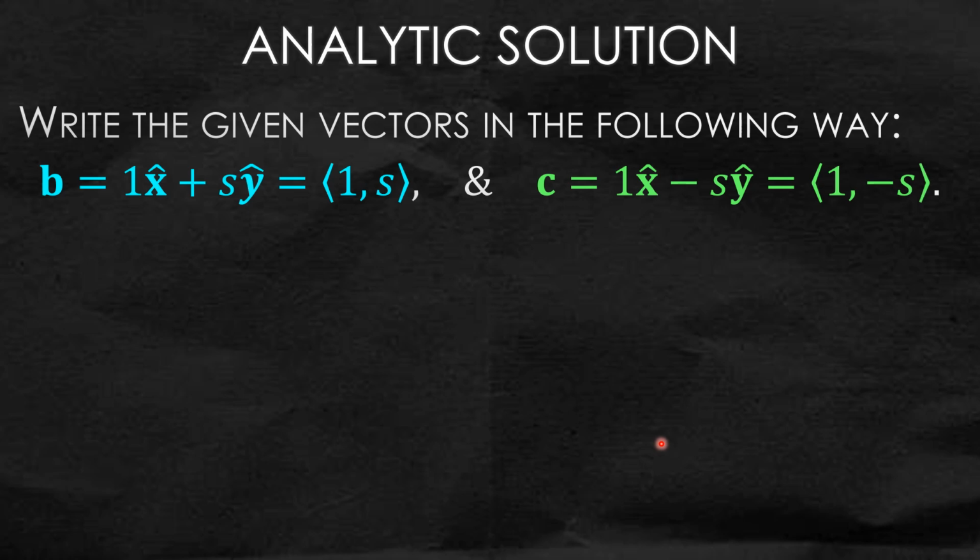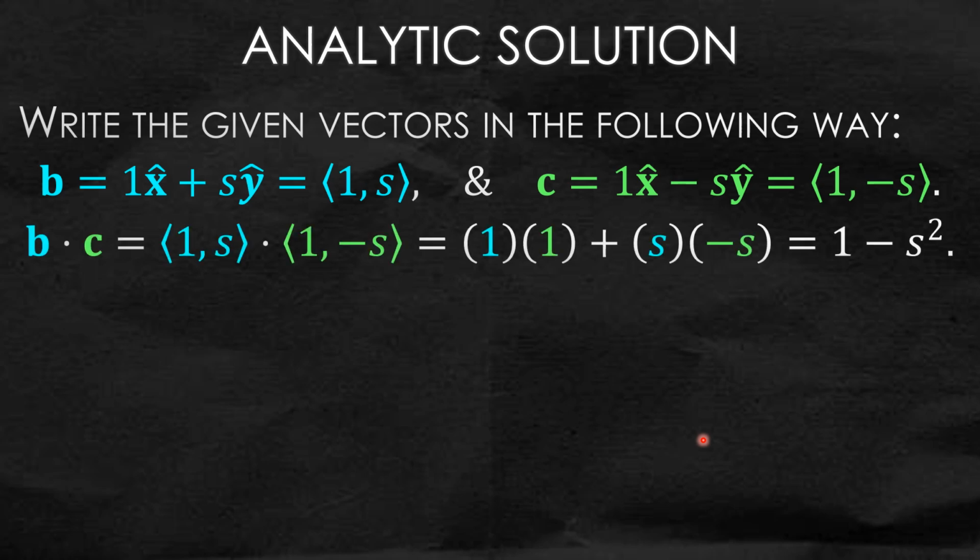So in this problem, we're given two vectors. The goal: determine when these vectors are orthogonal. To find out, we have to use the dot product formula from 1.7, where we see that b dot c, in the vector form, we need to multiply component by component and add them together. This results in a dot product of 1 minus s squared.